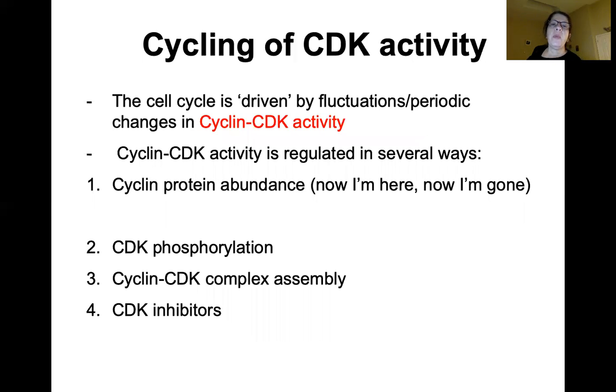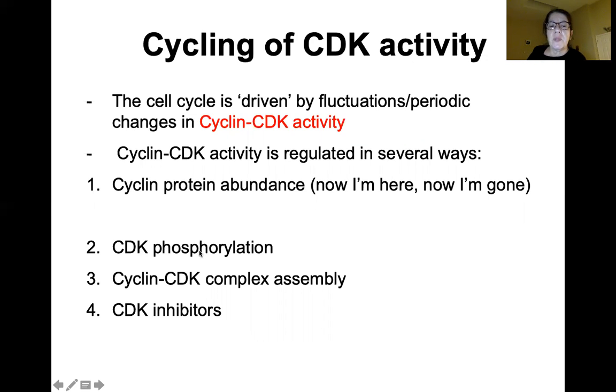So we say there is a cycling of CDK activity. So CDK activity appears and disappears very periodically. And these appearances are driven by the appearance and disappearance of the cyclin proteins, as I told you. So number one, you see the cyclin protein abundance. Now I'm here, now I'm gone. But they can be controlled in other ways.